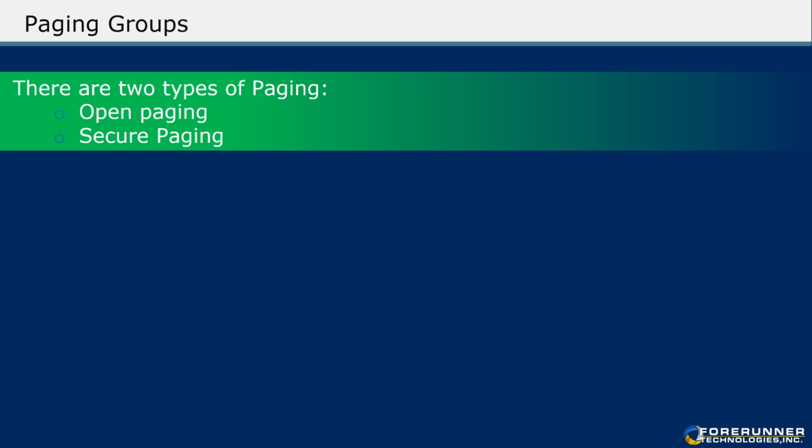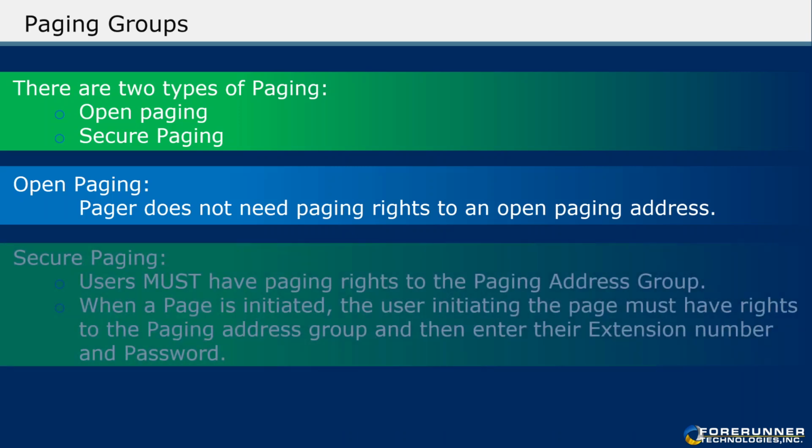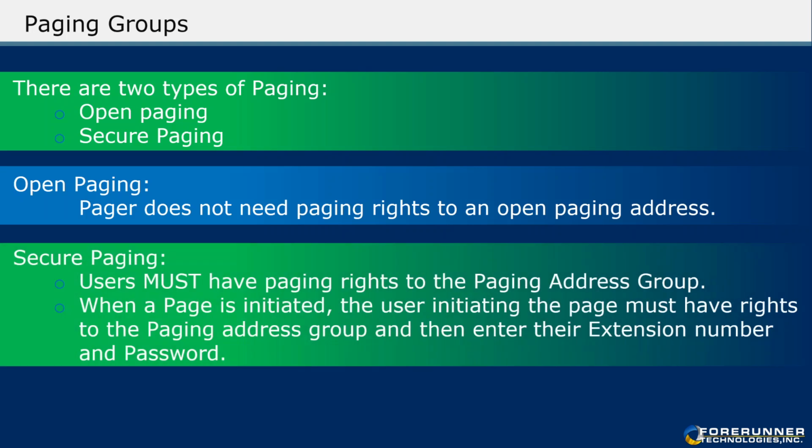We have two types of paging, open and secure. Open paging means anybody can trigger the page. There is no requirement. Secure paging, the users must have rights to access that paging address group. And when the page is initiated, the user will be prompted for their extension number and password to continue.